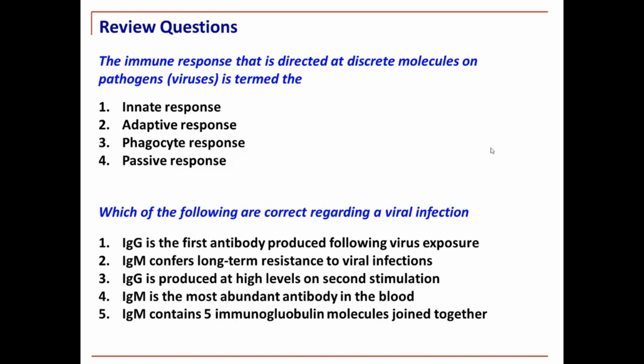Which of the following are correct regarding a viral infection? Number 1, IgG is the first antibody produced following virus exposure. That is incorrect. It is IgM. Number 2, IgM confers long-term resistance to viral infections. That is incorrect. It is IgG. Number 3, IgG is produced at high levels on second stimulation. That is correct. Number 4, IgM is the most abundant antibody in the blood. That is incorrect. It's IgG. Number 5, IgM contains 5 immunoglobulin molecules joined together. That is correct.